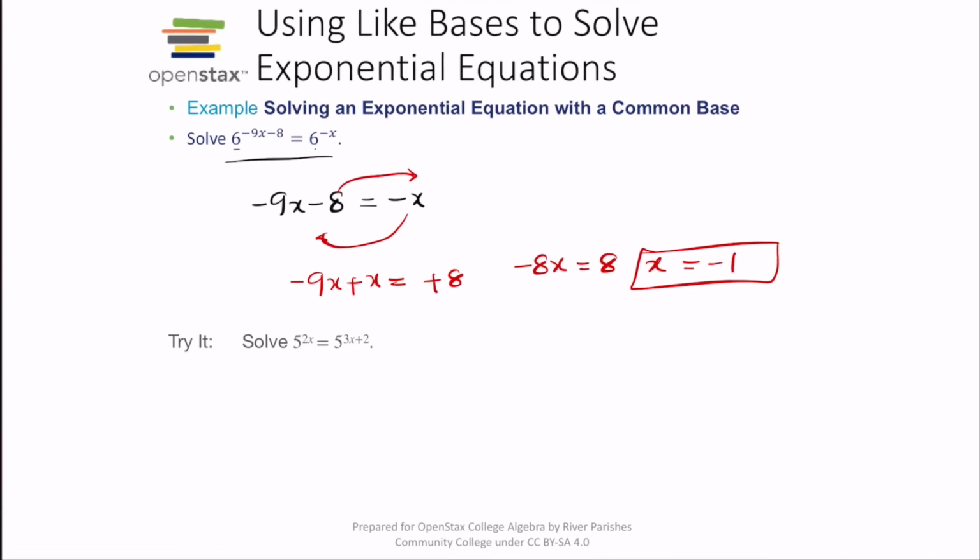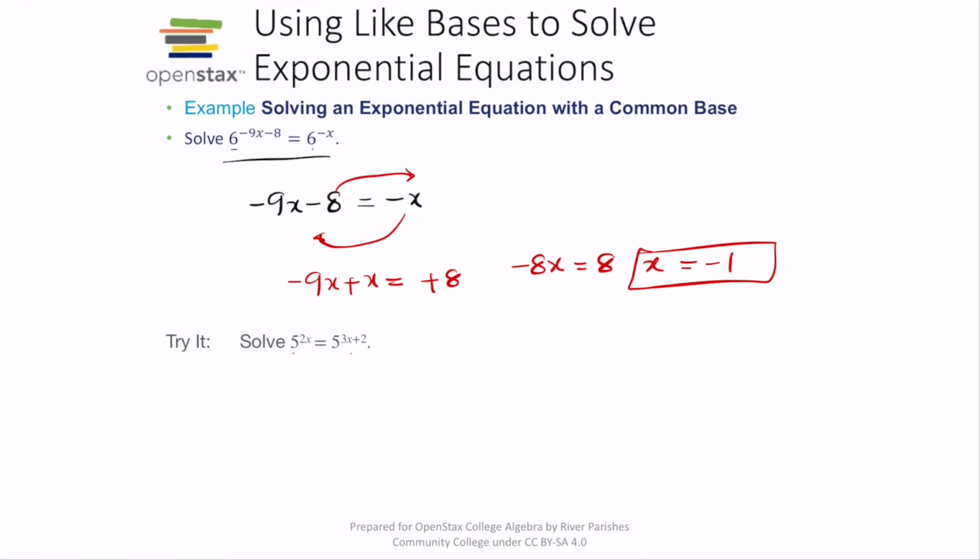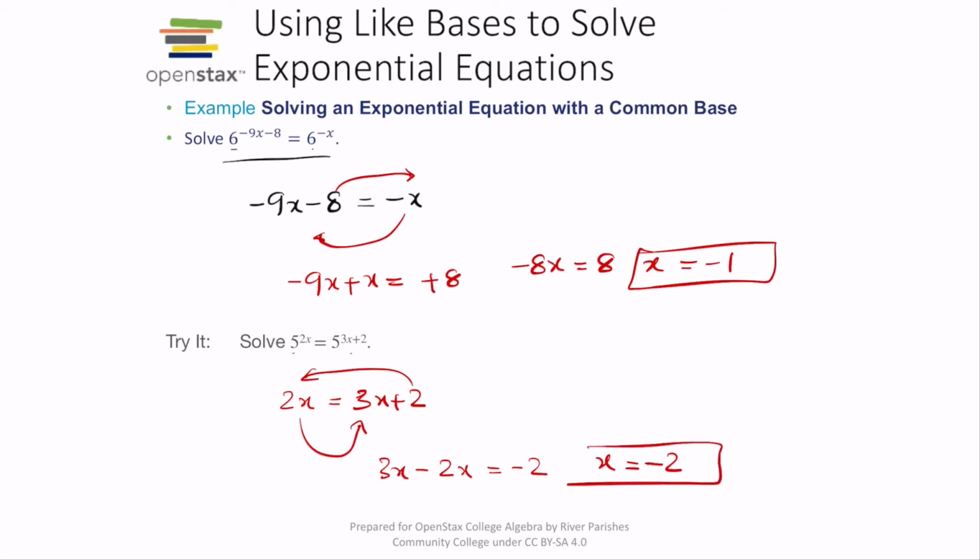The same thing for this one here. You have 5 and 5, both bases are the same, so the powers must be the same. So 2x is equal to 3x plus 2. Push 2x to this side, 2 to the other side. So it becomes 3x minus 2x is equal to minus 2. x equals negative 2. So this is how we can find the values.